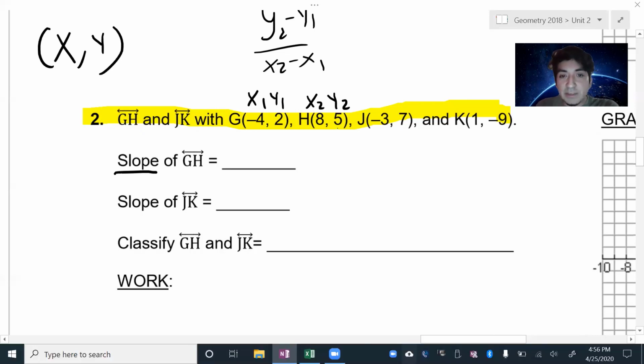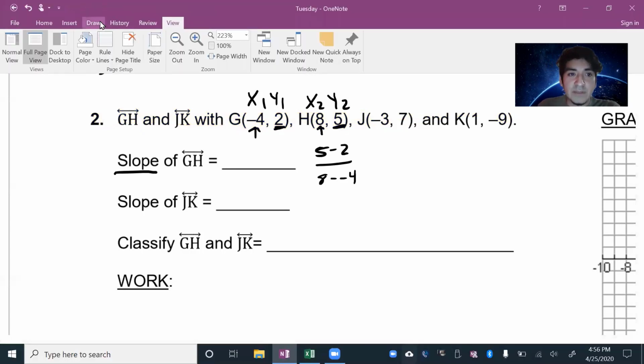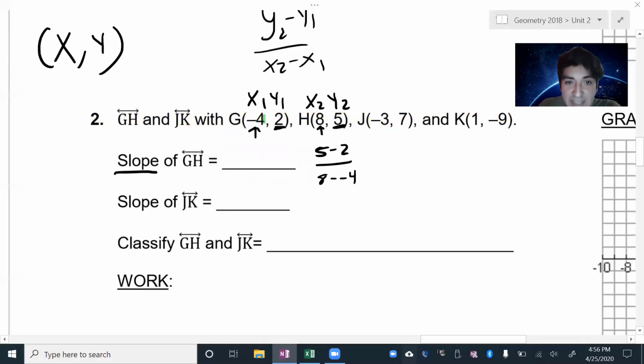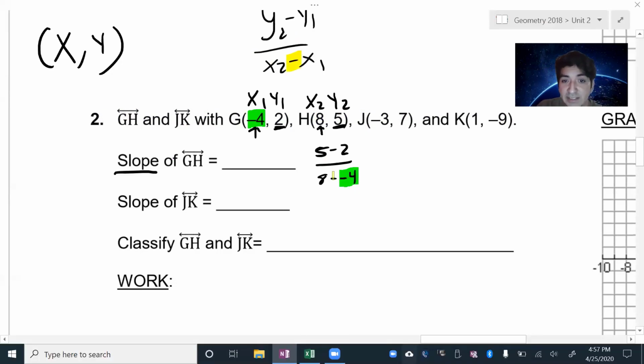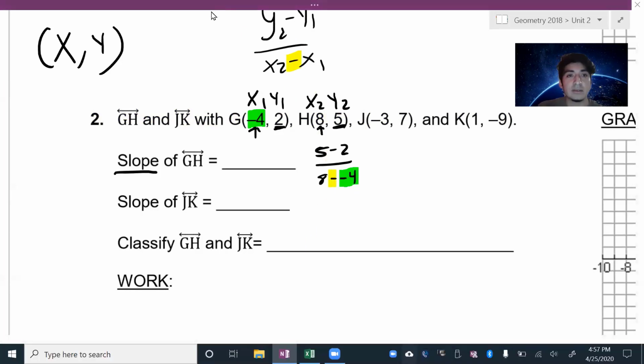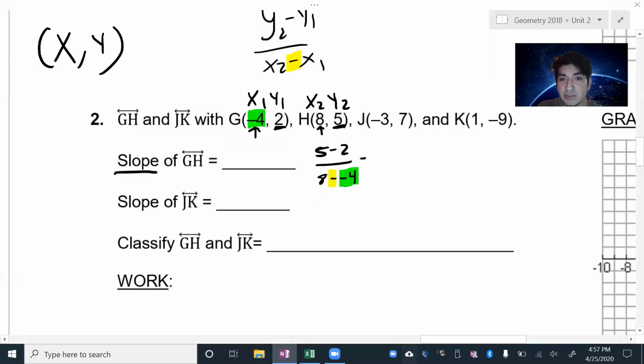So if I need to label these, I have 5 minus 2 over 8 minus a -4. So for those who get this a little bit confused, we need to focus that this -4 is right here. So you need to understand that those two parts are separate. This minus is this one right here. So try and clear up that misconception.